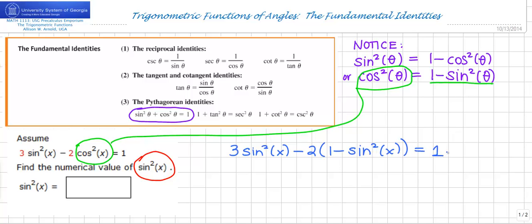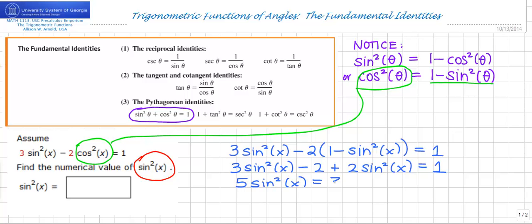Okay, now since we're after solving for sine squared, we're going to apply our algebra knowledge, distribute and collect like terms. And we can see that we could collect these into 5 sine squared x. Move the 2 to the other side, would equal 3. So sine squared x would actually equal the value 3/5.